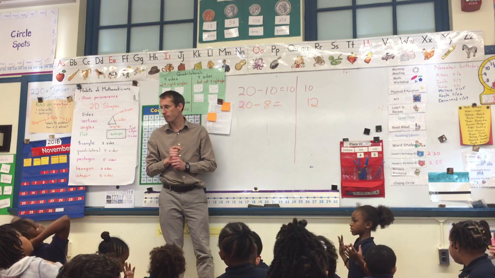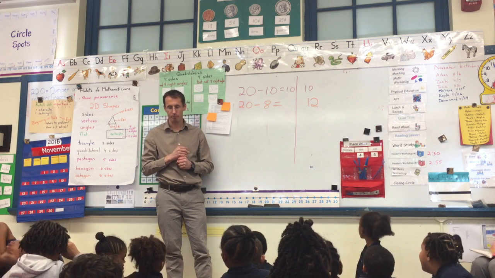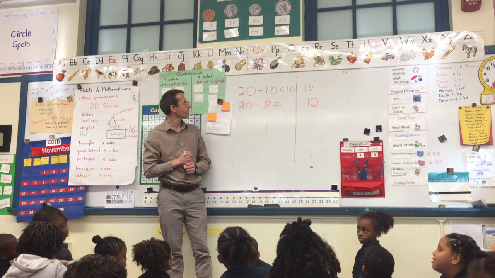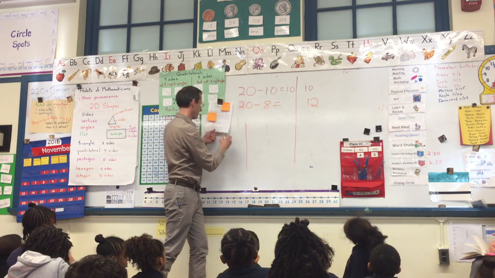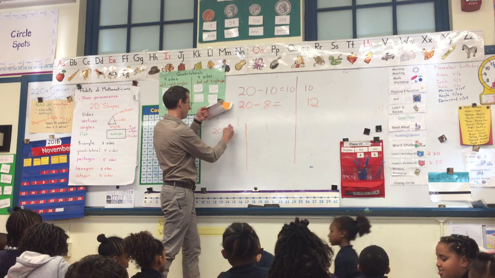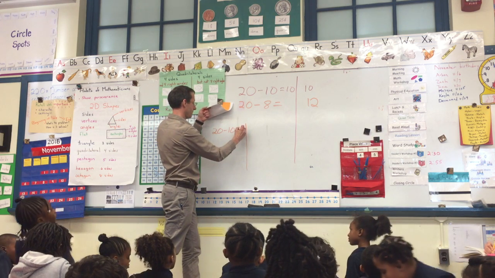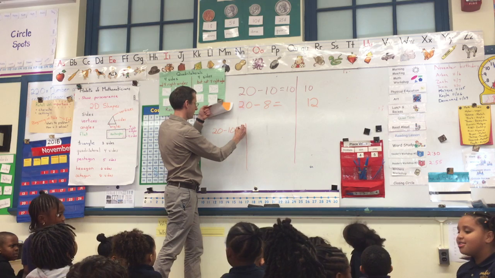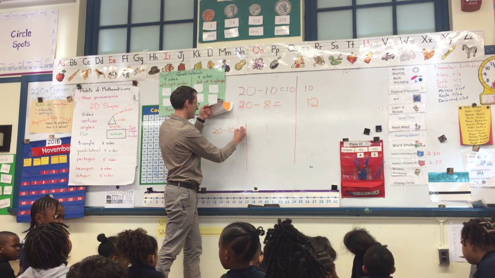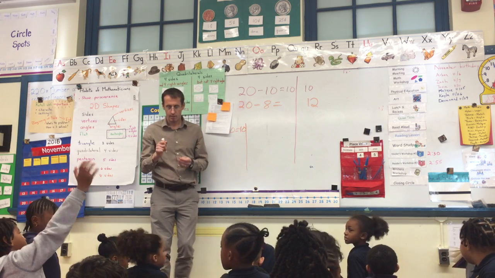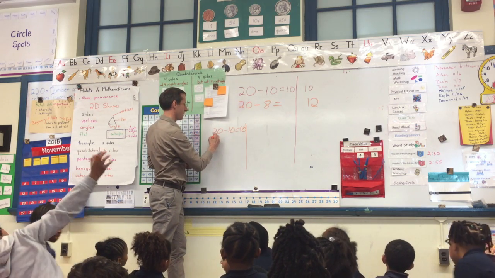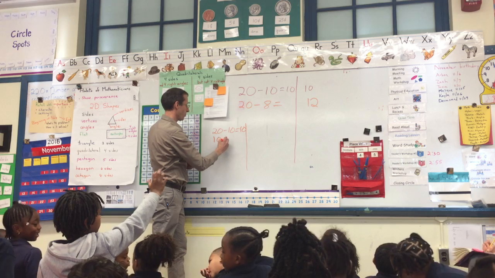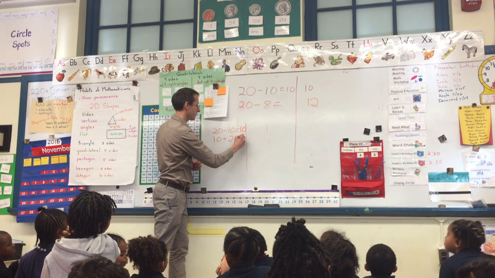Our friend Malia is helping me with my problem. When you have 20 minus 10, that equals 10, and 10 plus 2 equals 12. Sorry, say that again. 10 plus 2 equals 12. Yes, I knew that's what you meant.